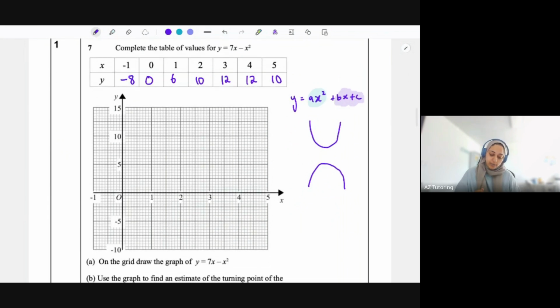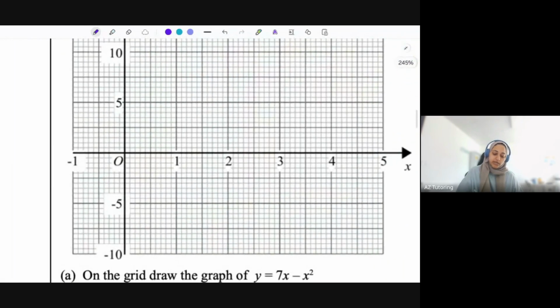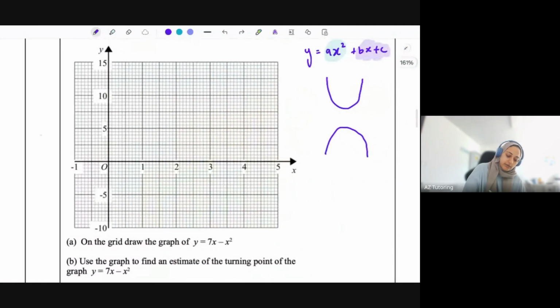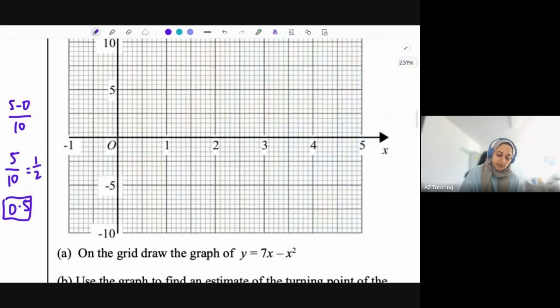And now we are plotting it. So we completed the tables. On the grid, we're going to draw the graph now. So we're just plotting these values. We've got -1, -8. How do we know where -8 is? Well, you know there's 10 boxes. We need to figure out the value of one box. There's 10 boxes between 5 and 0. So what we can do is 5 minus 0 divided by 10, which is 5 divided by 10. And 5 divided by 10 is a half. So each box is 0.5. That's how you work out how much each box is, which makes sense.